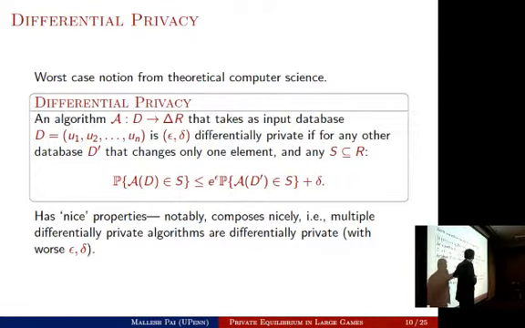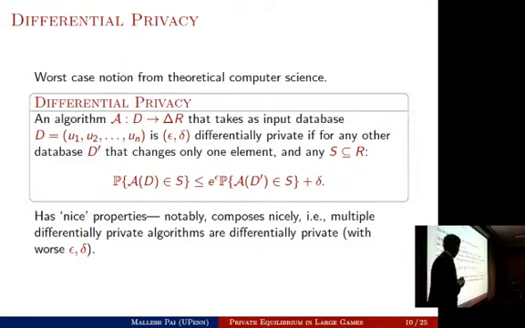Because the average salary is one number for one database, and if you change, for instance, Jim's salary, that will change what the outcome is. On the other hand, if I take the mean and add appropriate noise, the algorithm can create a noisy mean that is indeed differentially private per this definition.